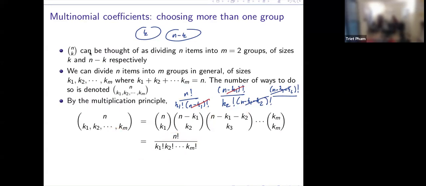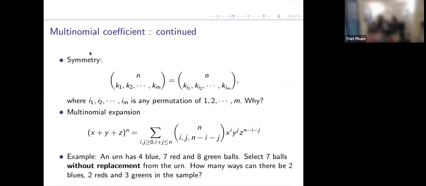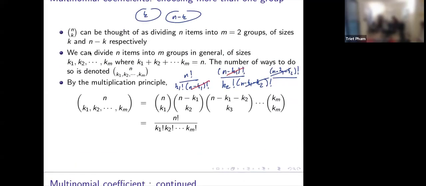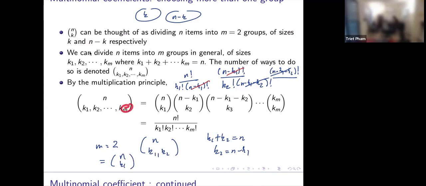And so again, the meaning of it is that it generalizes the binomial coefficient, because if m equals 2, meaning you choose n, choose k1, k2, well of course k1 plus k2 is equal to n, or k2 is n minus k1, then this is just a binomial coefficient. So binomial is when you choose two subgroups.